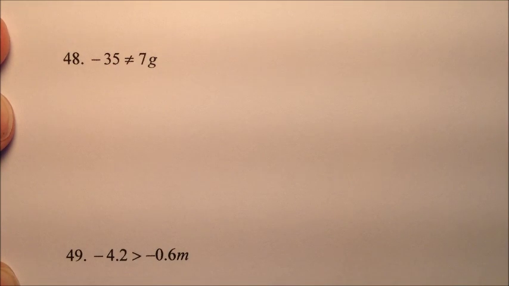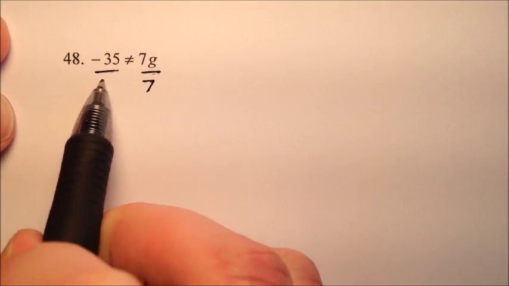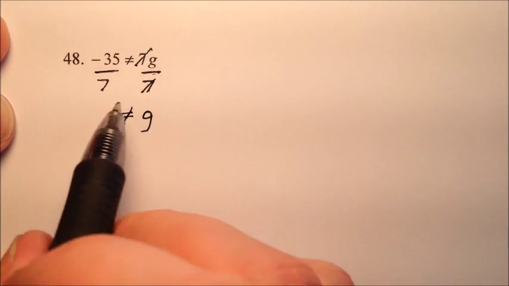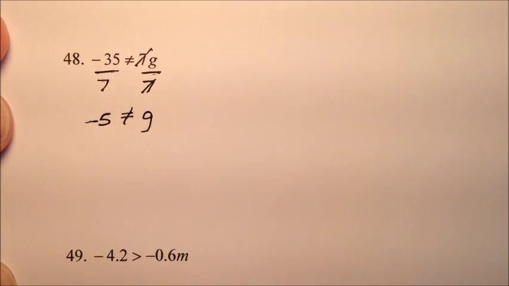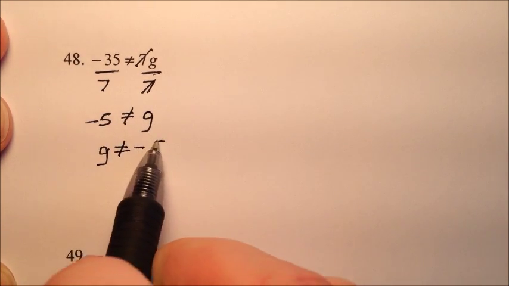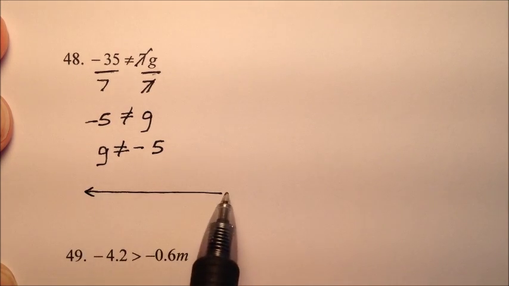Number 48 reads, negative 35 is not equal to 7g. So in order to get this g by itself, we've got to divide by 7, and the 7's will cancel. So g is over there, and the not equal to negative 5 is on the left. So we can use the symmetric property, and we can switch them around and say g is not equal to negative 5. And that would be our solution right there.